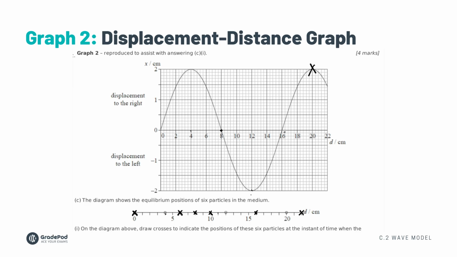On the diagram above, label with the letter C a particle at the centre of a compression. A compression is where the particles bunch together. So this point here is where the particles are bunched together. That is our compression, and the particle at the centre of the compression is the one in the middle, C.